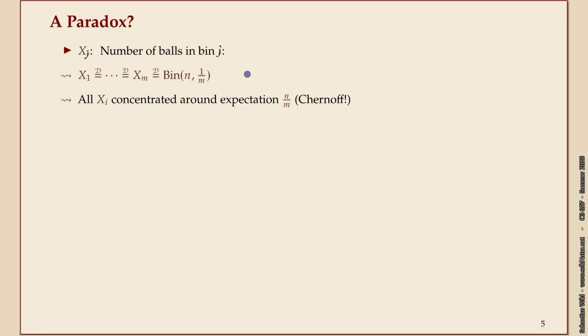We have our m bins. Now these are all equally distributed by assumption, and they're all binomial because every ball independently of the others decides where to fall. So every specific bin that I'm looking at has a 1 in m chance of getting the ith ball. And so in total it has a binomial distribution with parameters n and 1 over m.